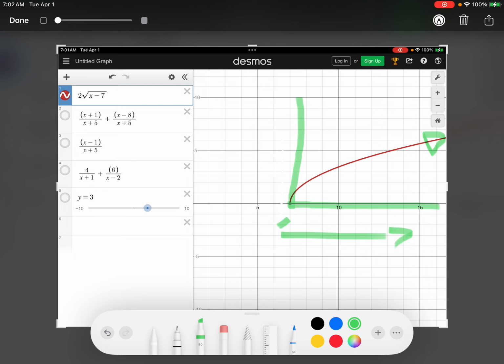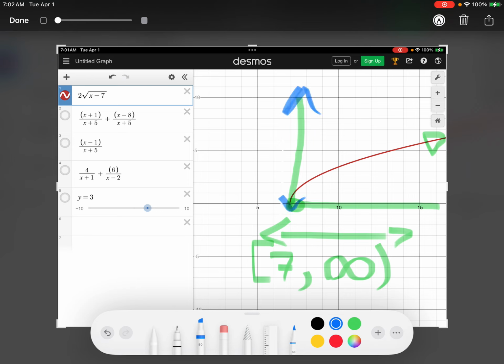So remember, domain is how far left and right the graph travels. It starts here at 7, and then it goes to the right forever. So that's infinity. 7 is part of the graph, so it gets a bracket, and you can never capture infinity. So that means that infinity gets a parenthesis.